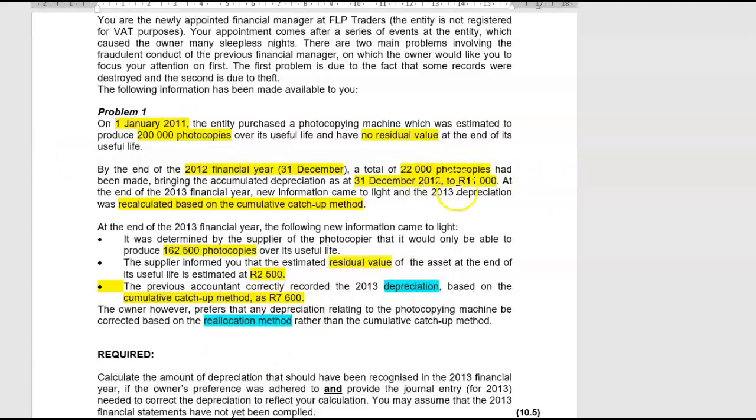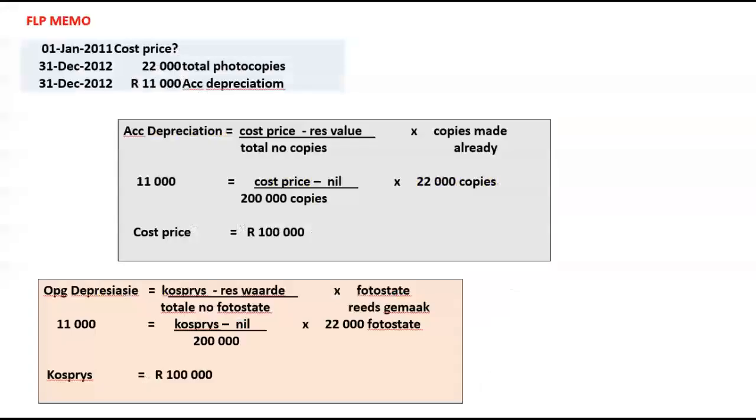Now, what is accumulated depreciation? They obviously use the production unit method, so that is cost price X less estimated residual value 0, divided by total capacity 200,000, multiplied by the number of copies up to the beginning of the year, 22,000, and that whole computation equals the accumulated depreciation of 11,000 Rand. So we don't know the cost price, we have total photocopies, we have total accumulated depreciation. So our formula for accumulated depreciation is cost price less residual value, divided by total number of copies, multiplied by the number of copies made.